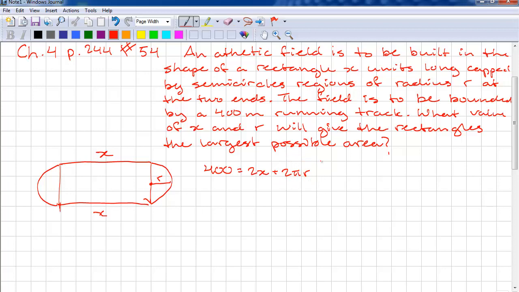So we want to isolate one of the variables. I'm going to isolate r. No, wait, I'll do x. So 200 equals x plus pi r. So x equals 200 minus pi r.